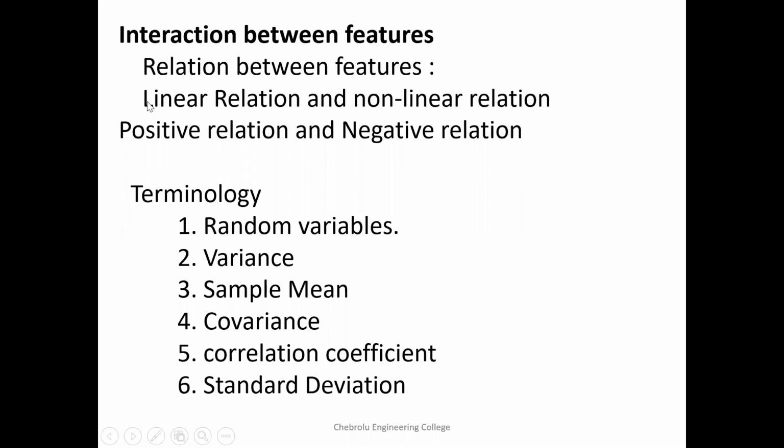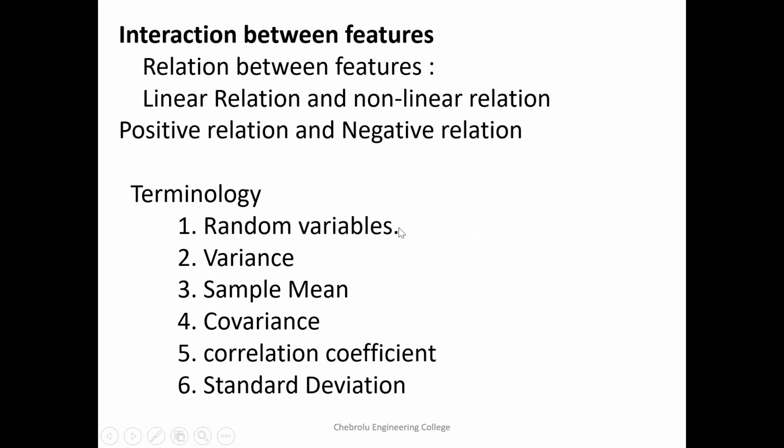This is also called linear relation and non-linear relation. We'll show this with a graph. Linear means a straight line. Non-linear means a circle or semicircle, something like that. Now, what do you mean by positive relation and negative relation? We will see these two terms in the coming slides.